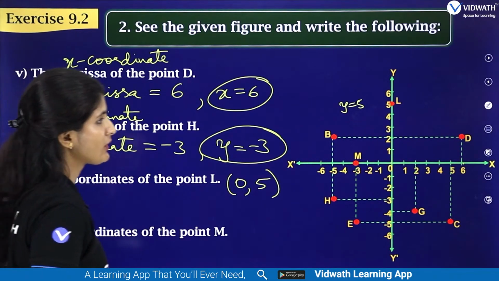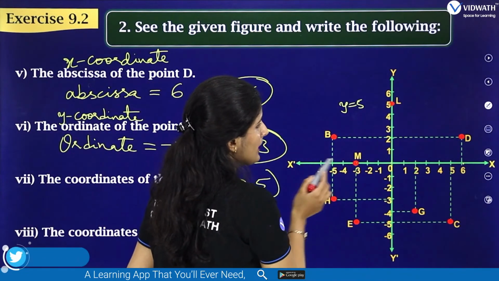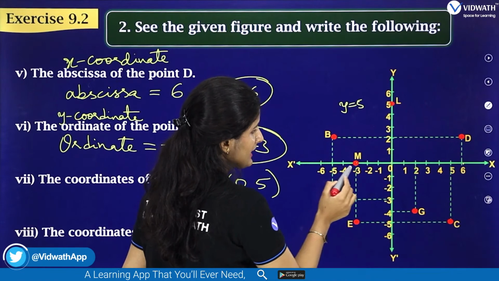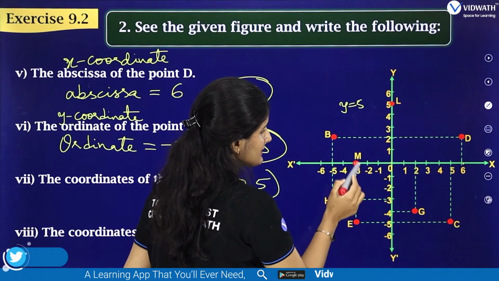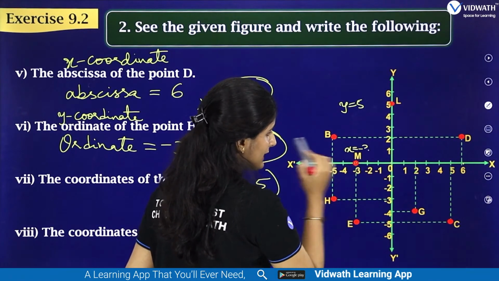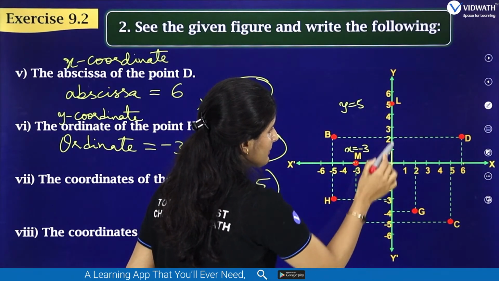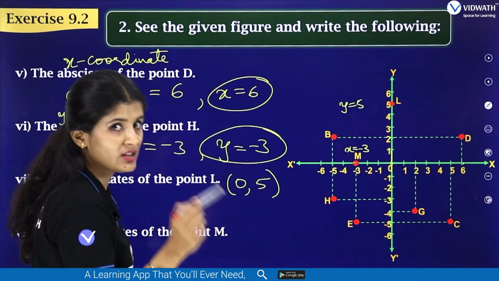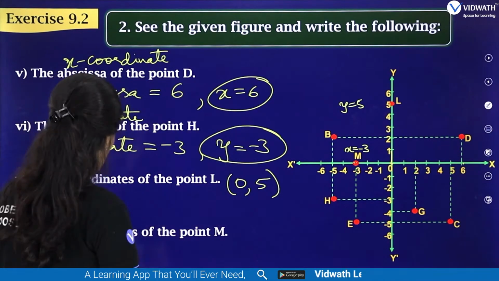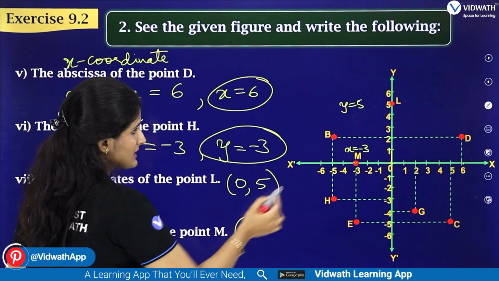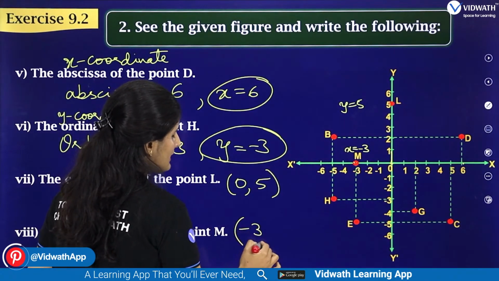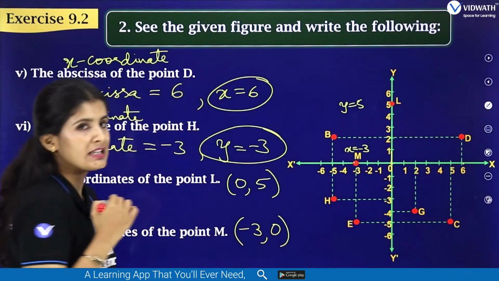Finally, the coordinates of the point M. The point M lies on the x-axis and it meets the x-axis at the point x equal to minus 3. But when I draw a perpendicular from the point M to the y-axis, it meets the y-axis at the origin. Therefore, the y-coordinate is equal to 0. Hence, the coordinates of the point M are: x-coordinate is minus 3 and the y-coordinate is 0.